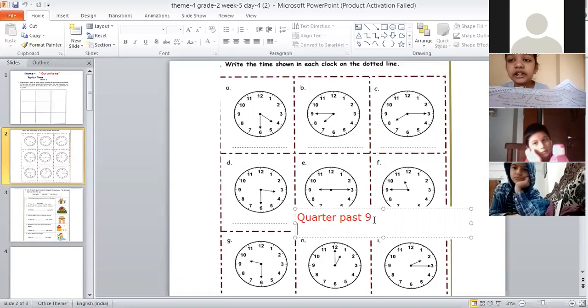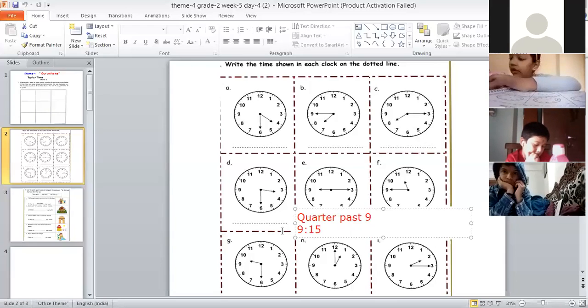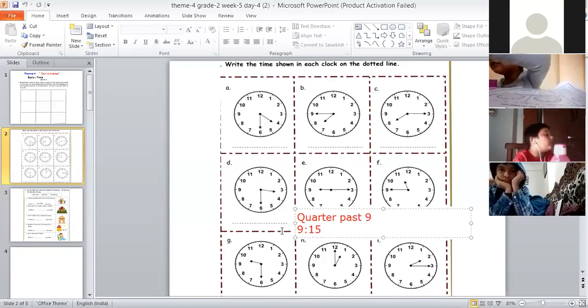Ma'am, 9:30. No, it's 9:15 because your long hand is at 3, and 5 threes are how much? 15, and it is 15 minutes past 9. So the time will be 9:15. You say 9:30 when your long hand is at 6. Okay, Dhriti? So the time is 9:15. Children, start writing. You have to write answers in both ways. So this is quarter past 9, or you can say 9:15.